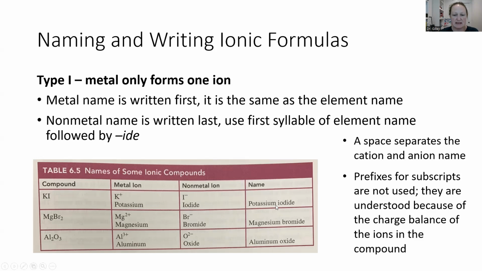Notice that there's a space that separates the cation and the anion name, and we do not use any prefixes for subscripts. So even if there are, for example, 2 bromides here, that is not indicated in the name. For example, we don't call this magnesium dibromide. We don't need that prefix di, it's just magnesium bromide. The charges on the ions are understood because we know that these ions have to be in charge balance.